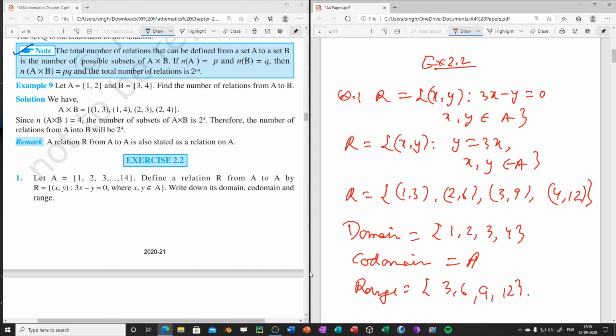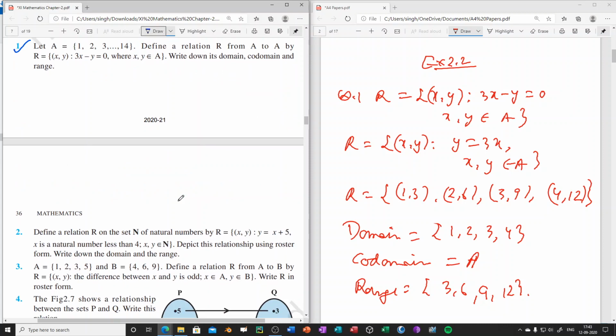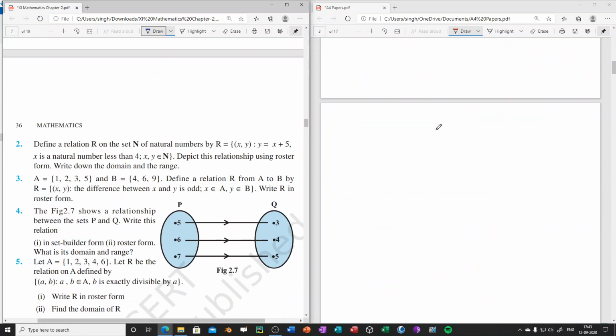So this is our question number 1. It's complete. Now let us go to question number 2. Question number 2 is a very simple one.